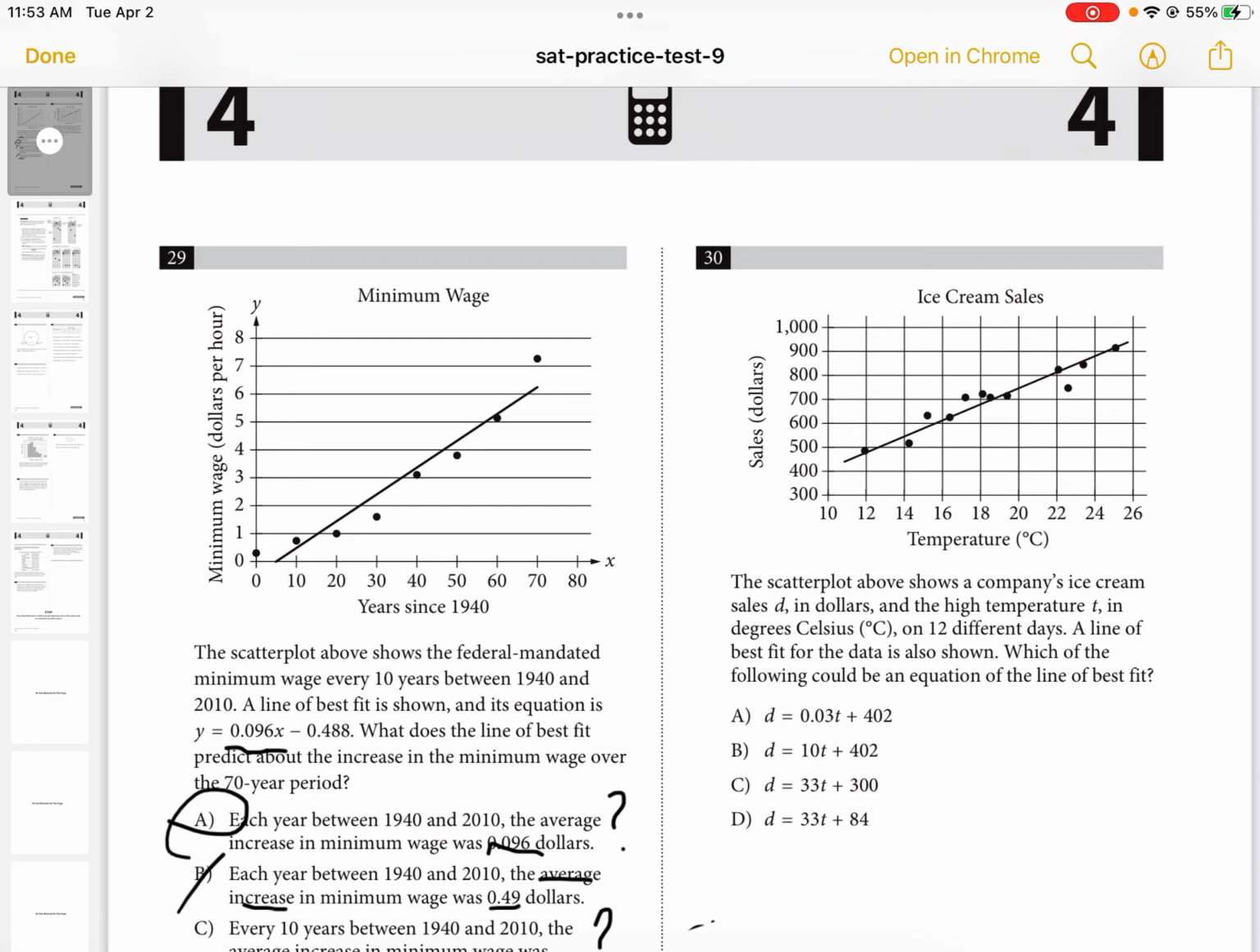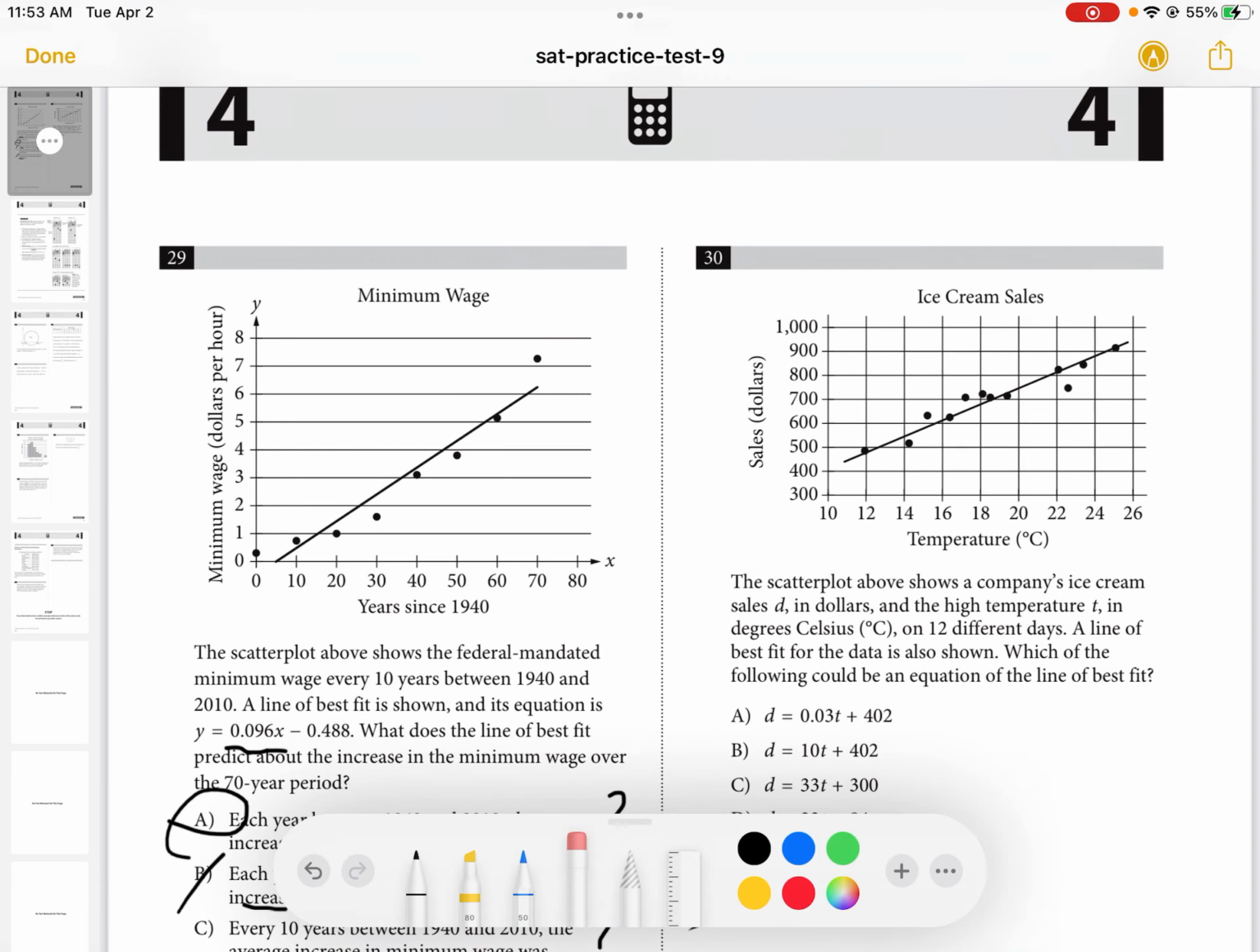The scatter plot above shows a company's ice cream sales, D, in dollars, and the high temperature T in degrees Celsius on 12 different days. A line of best fit is drawn in the data, and you can see it on the graph. Which of the following could be an equation of the line of best fit? Okay. Now, I'm just going to approximate 2 points on this line of best fit and try to see which line will be the closest to it.